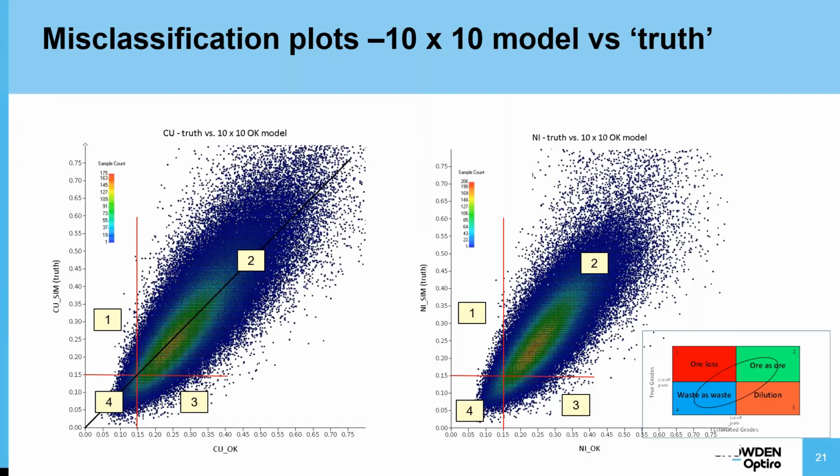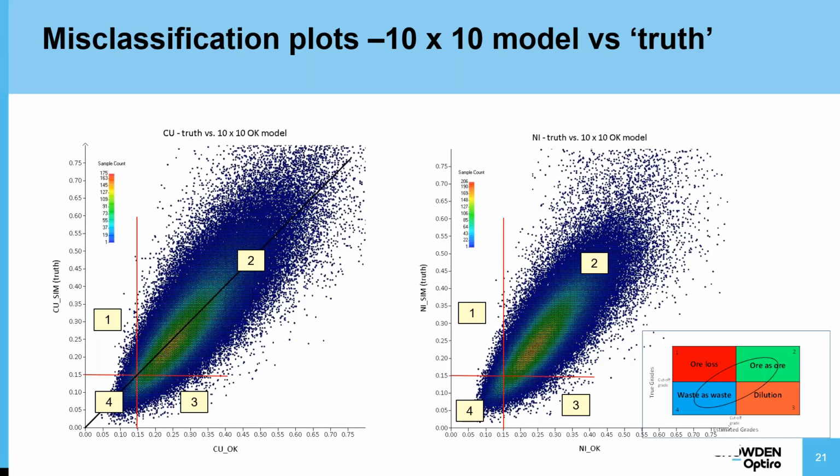Here's a comparison of the copper and nickel. This is for one of the models, the 10 by 10 model. What we're doing here is generating a 10 by 10 grade control model based on that pseudo drill hole data, and we're comparing it against the simulated values. This is a hex bin plot, basically just a scatter plot.